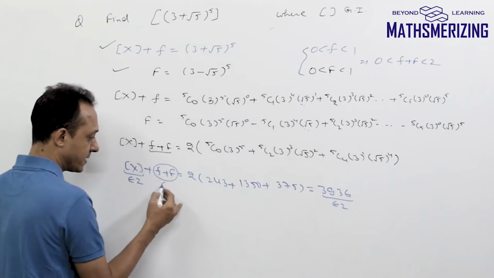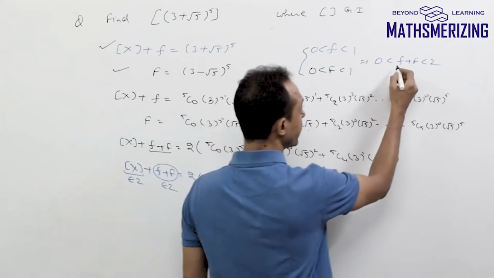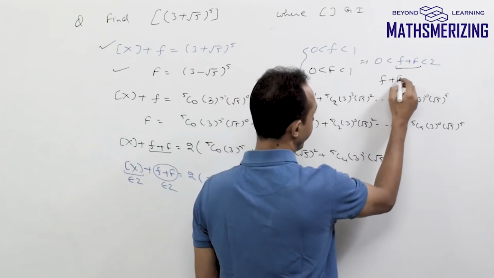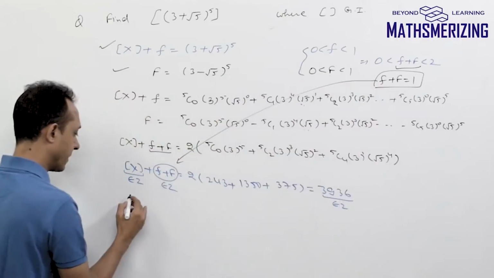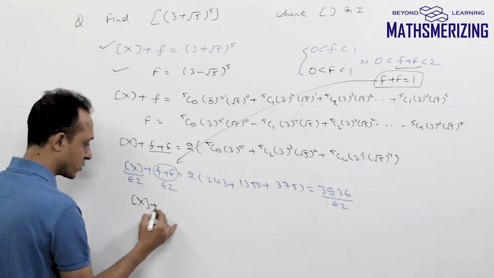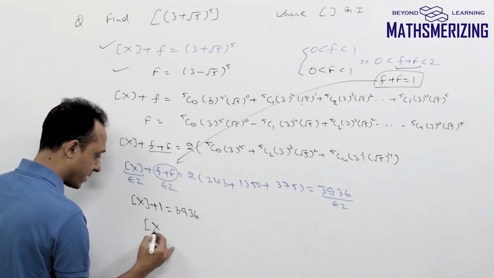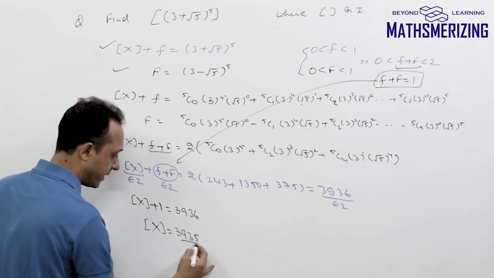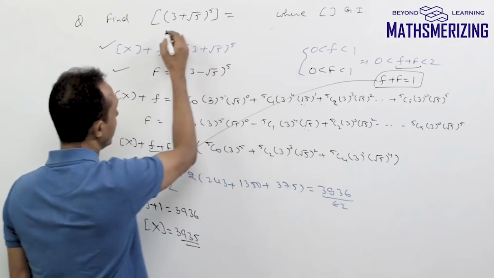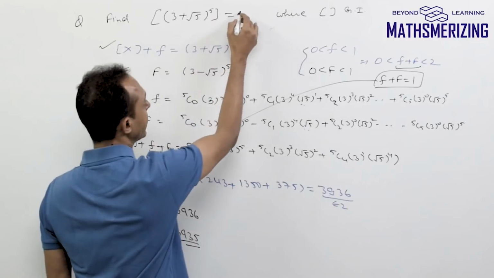Now what about f plus F? So it will also be an integer. So the only integral value possible in this case is that the value of f plus F should be 1. So if I put this value here, I'll get the greatest integer function of x plus 1 is 3936. So the value of the greatest integer function of x is 3935. So the value of the greatest integer function of (3 to the power root 5) to the power 5 is 3935.